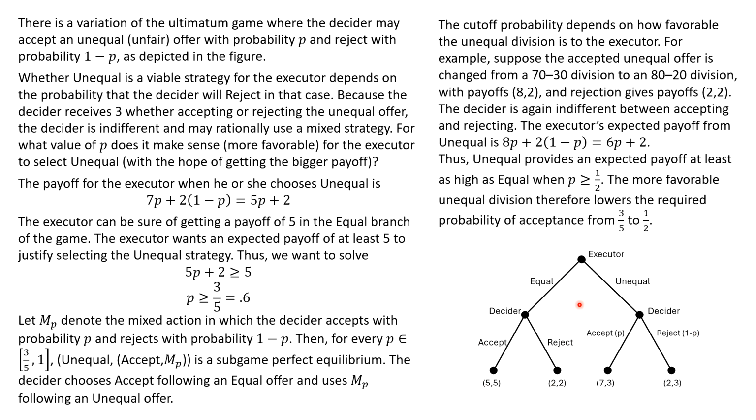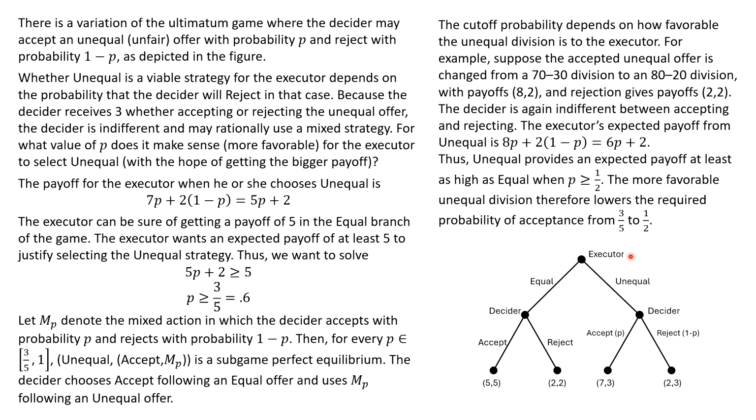The left-hand side is the same. So if we do a backward analysis here, we see here that the decider would go as accept because 5 is bigger than 2. That was the analysis we had from the last slide, is the same here. Then on this side, the decider would use a mixed strategy because it's 3 and 3. The question is, what would the executor go with in terms of these two?